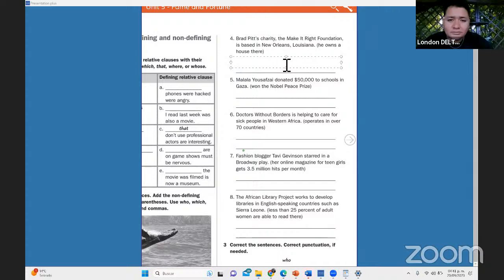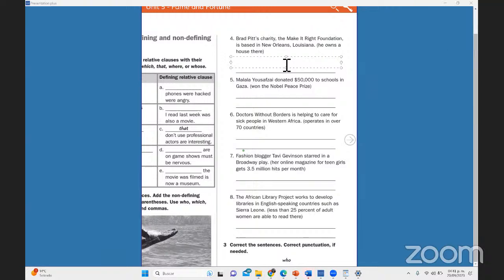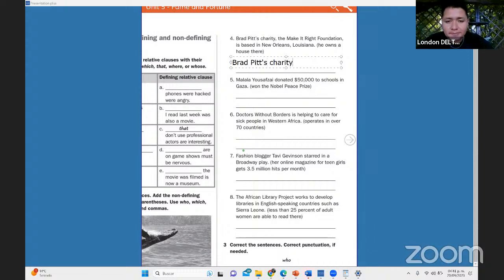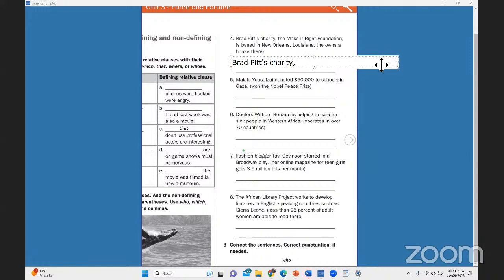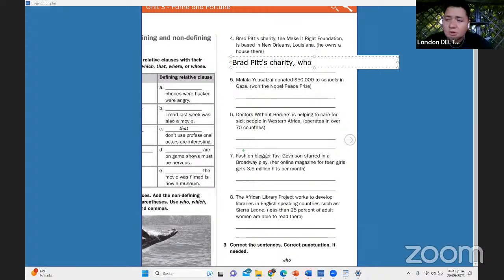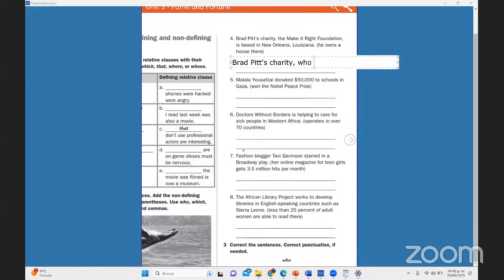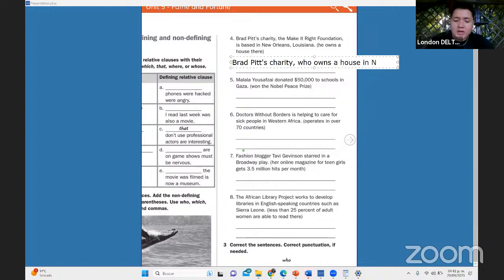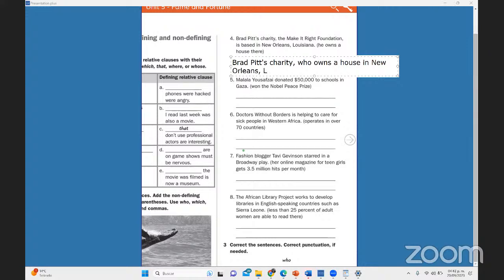He owns a house there. Brad Pitt's charity. Whose? I think it's not possessive. We could say who. Who owns a house there? In this case, because in this sentence we don't know where is there, aquí no sabemos a qué se refiere con there, so we need to write New Orleans. We need to write the full name of the place. Okay, teacher. Make It Right Foundation.